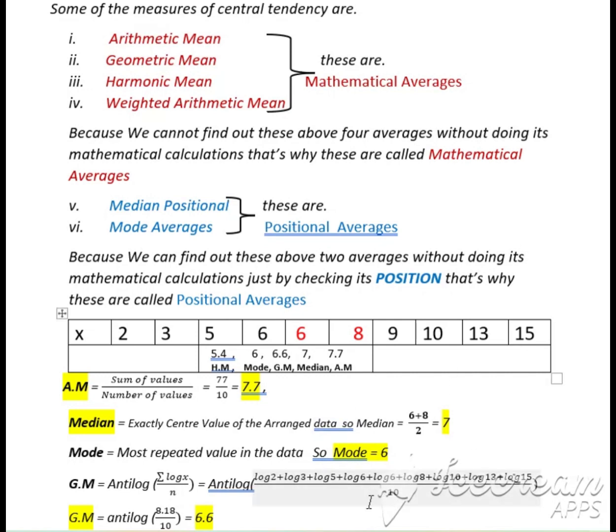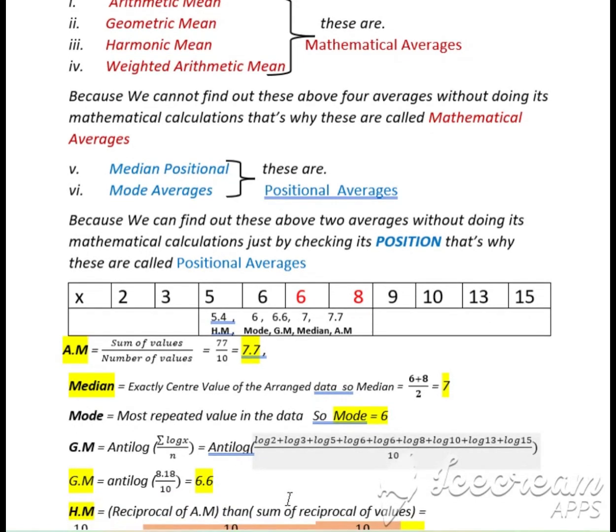N is 10 numbers. After you take log 2, log 3 by calculation, or you can use a calculator, you can get the answer, which is 8.18. Then divide by 10, and you will get 0.818. Then take the antilog of the answer. By using a calculator you will get the geometric mean, 6.6.